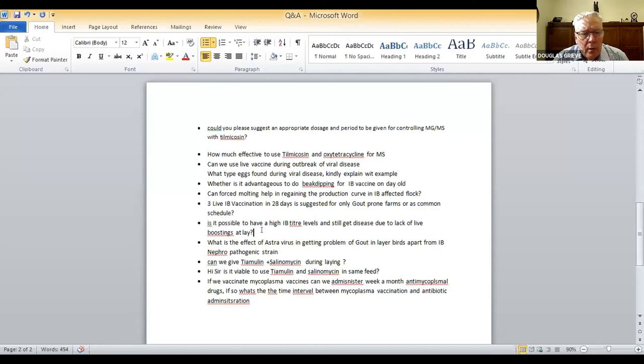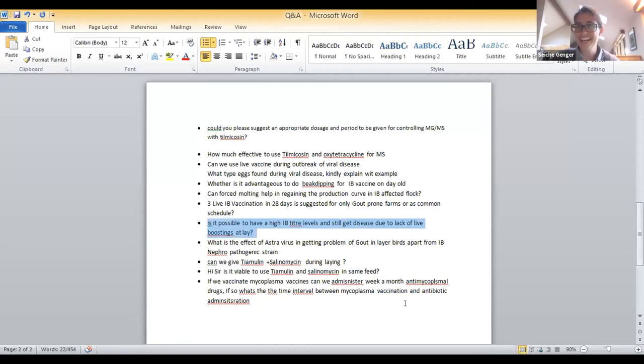Next one. Is it possible that we can have a high IB titer and still have the disease due to a lack of a live boosting during the laying period? So my answer here would be yes and no. It's possible to have high IB titers and still get disease.